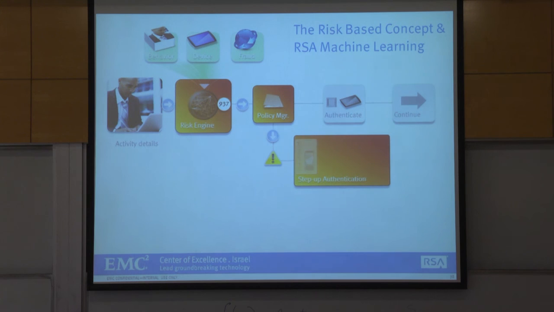So what happens if you get a high risk score? Then the policy manager stops you and goes to some step-up authentication. So I want to get a better validation that this is indeed you and not an attacker. There are a lot of out-of-band options. I can text you and ask you to send back the code. And I can challenge you, ask you secret questions, and ask you something that I know about you.